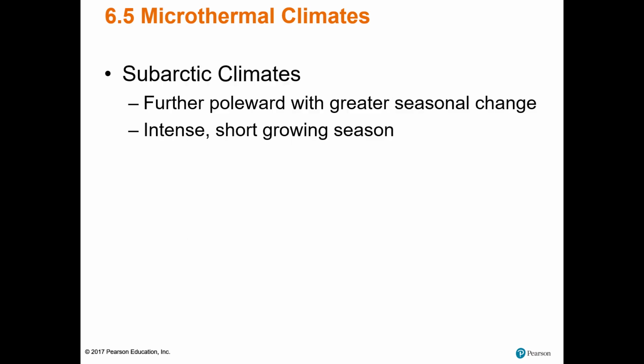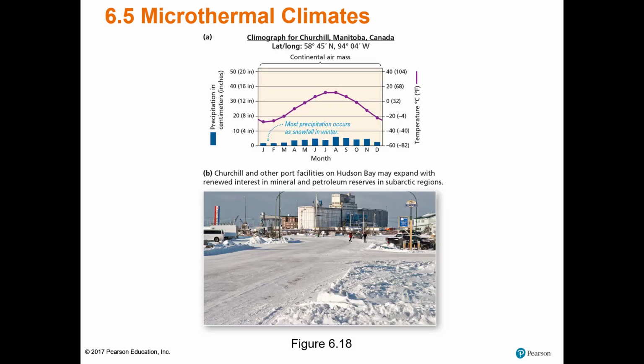In subarctic climates, they're located further poleward, and there's greater seasonal changes, and there's a very intense short growing season. So here is a representative subarctic climate, and this is Churchill in Manitoba, Canada.